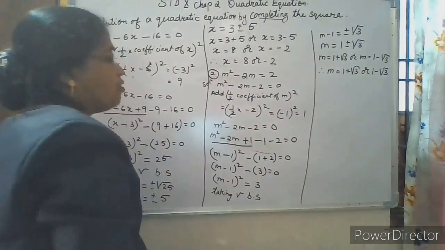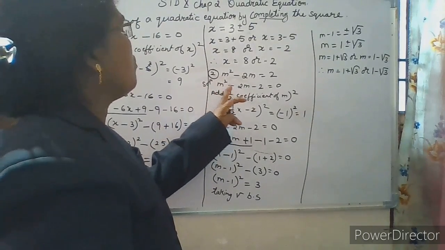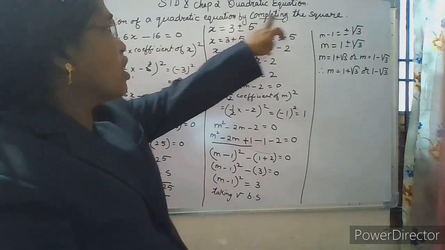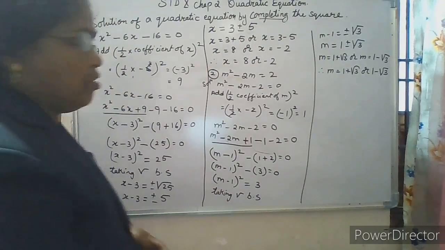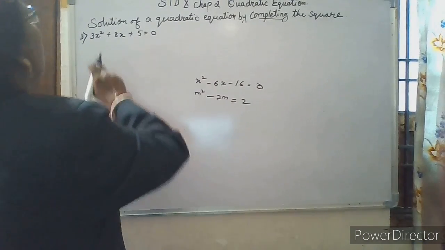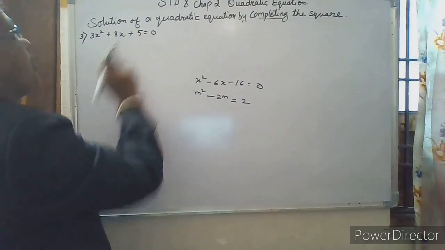So, this is the solution for the quadratic equation m squared minus 2m minus 2 equal to 0 by the completing the square method. Now I have taken a third example. It is 3x squared plus 8x plus 5.